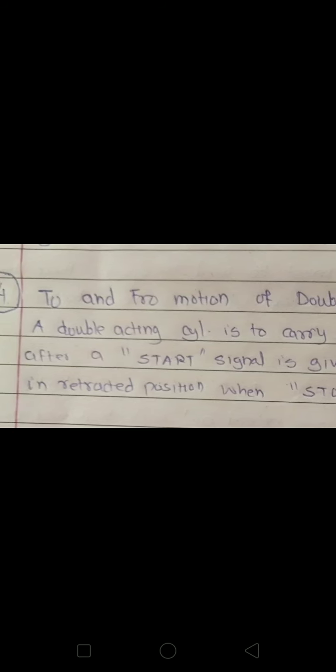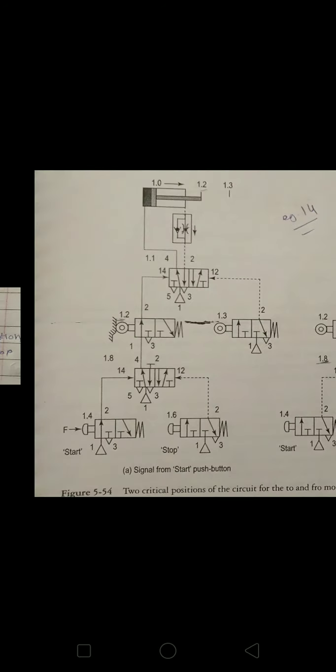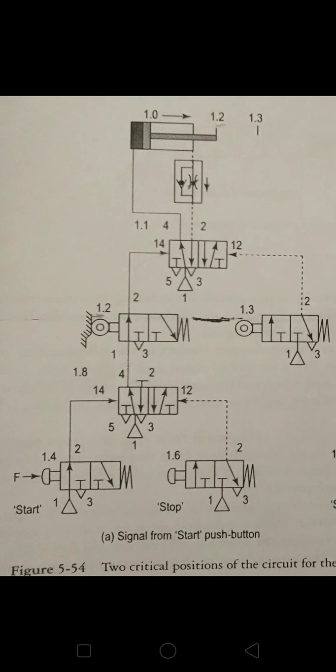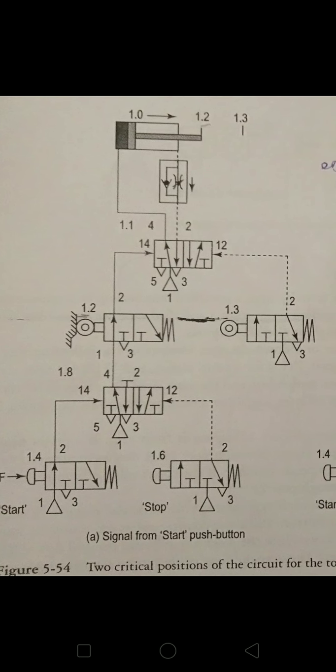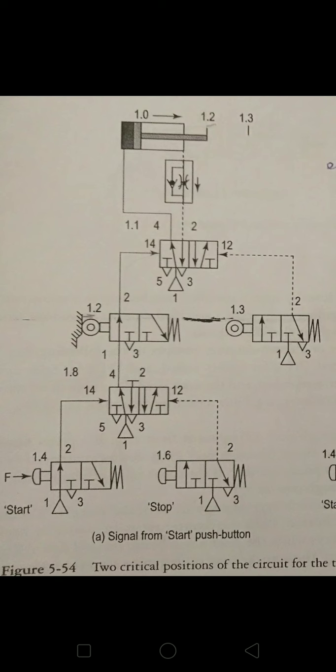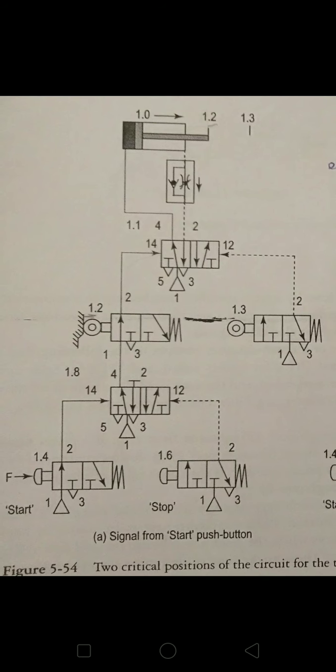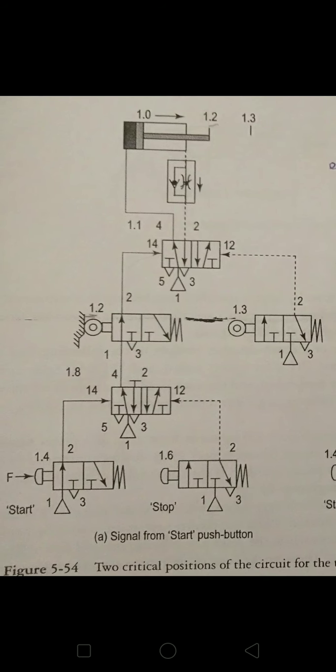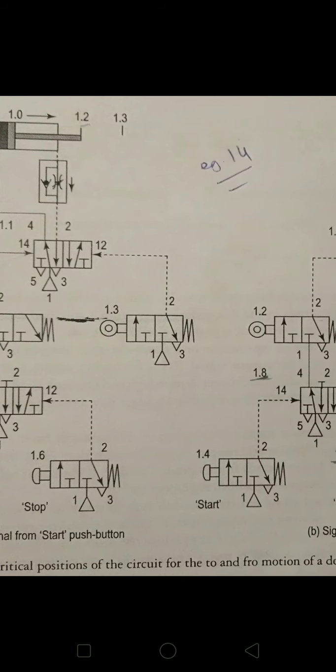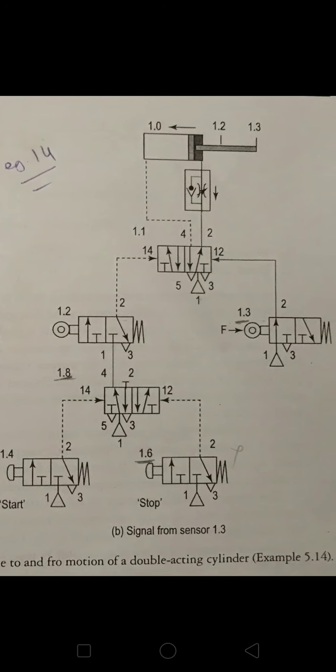The cylinder should stop automatically after, let's say, 3 cycles or 4 cycles or 10 cycles of operation. You have to develop a circuit to implement the continuous to and fro motion of the piston for the required number of cycles. So you can see here the signal from the start push button, and the signal from sensor 1.3, right?